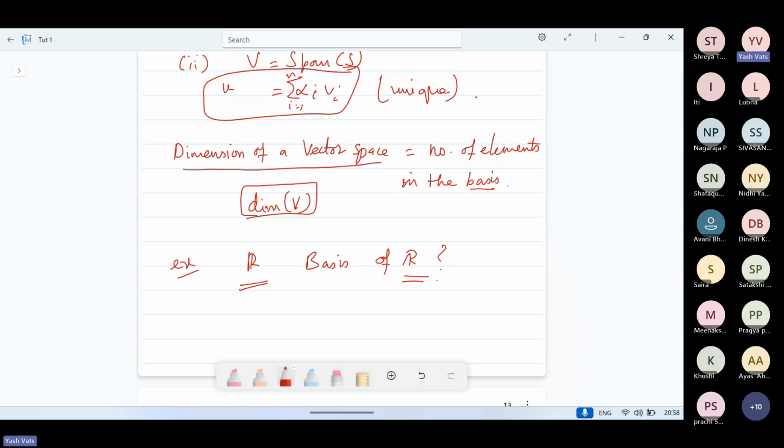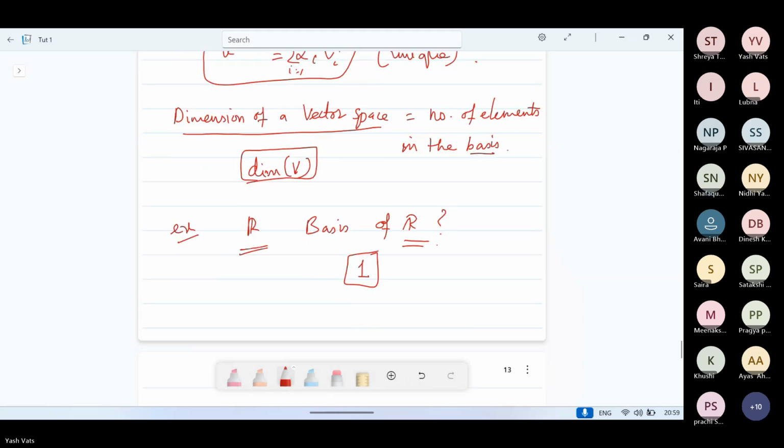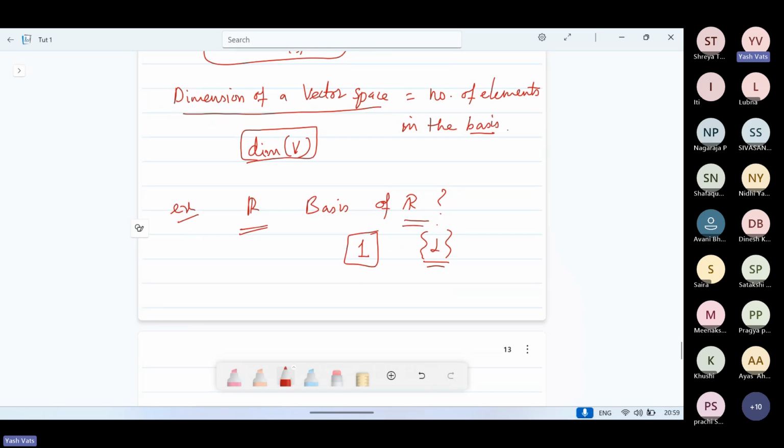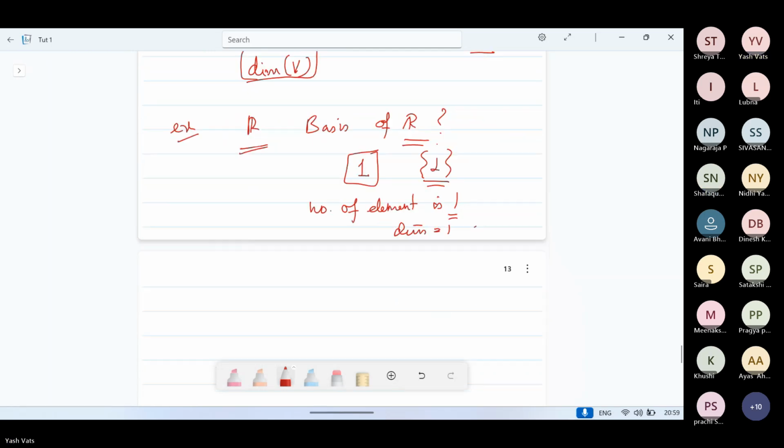Basis of R. Let me know, how many elements are in the basis of R? There should be only one element, right? The set {1} is the basis, and the number of elements in the basis of R is one. So the dimension is one. Is it clear?